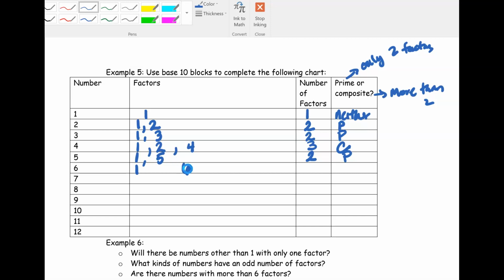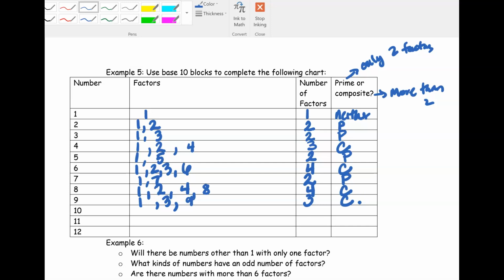6, 1 and 6. 2 and 3. So 6 has 4 different factors, so it's considered composite. 7, 1 and 7, so there's exactly 2 factors, so 7 is prime. 8, we've got 1 times 8 is 8, 2 times 4, so there are 4 different factors, so this is composite. 9, 1 times 9, and then 3 times 3. So there are 3 different factors for 9, so 9 is a composite number.